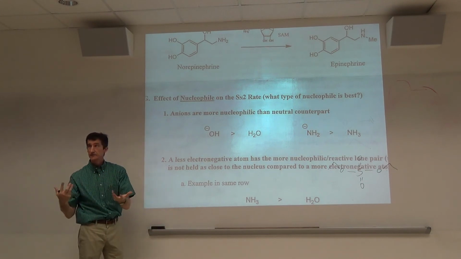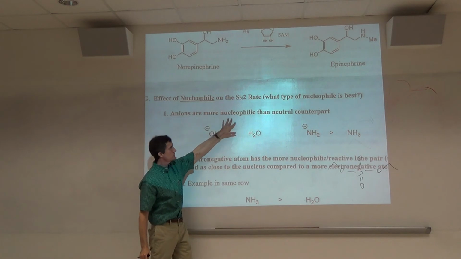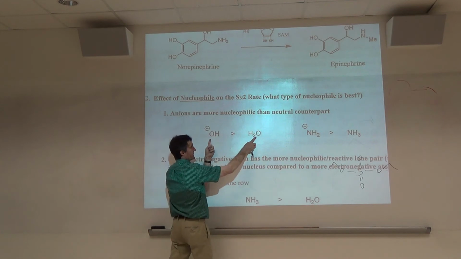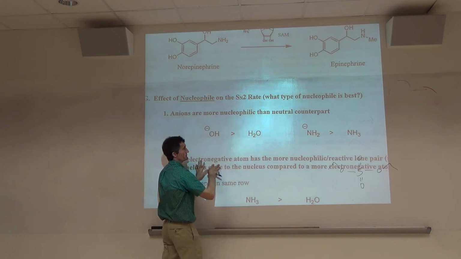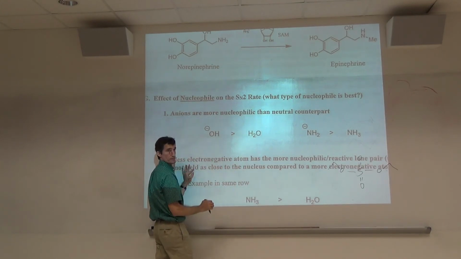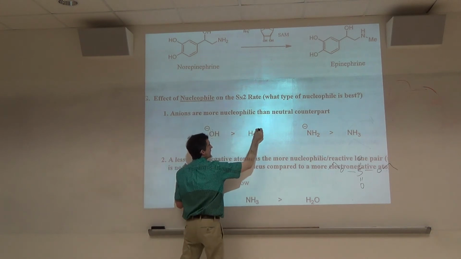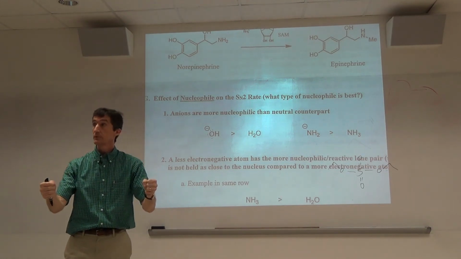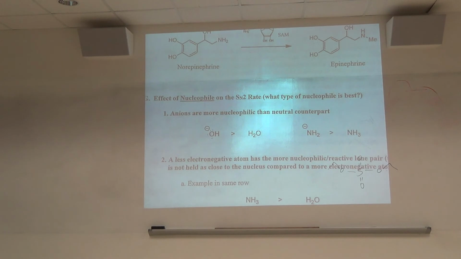First thing, reactivity of different nucleophiles. The first point is anions are more nucleophilic than the neutral counterpart. Okay, this is pretty intuitive. Both of these will get you an OH on a carbon. That one you're going to have to lose an H afterwards. Which one's more nucleophilic? Anion. Because that's a minus, it's going to be more prone to attacking that carbon that has partial positive. Hopefully that makes sense. Over there, NH2 minus is going to be more reactive than neutral ammonia as a nucleophile.